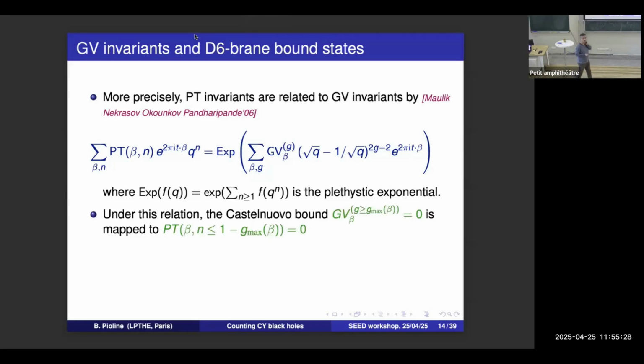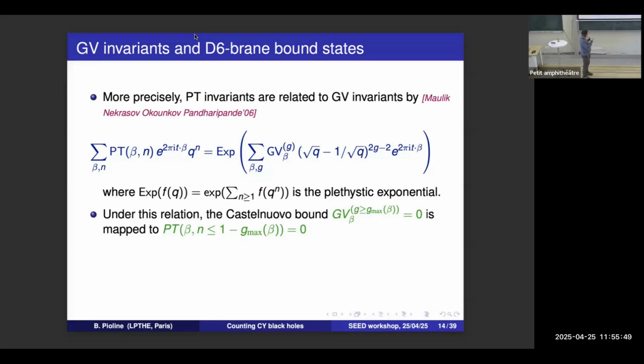Excuse me. Yes. Is there a factor of n in the denominator missing in the plethystic exponential? Yeah, I think you're right. Yeah, there's 1 over n here. I'm sorry, 1 over n, right? Yeah, I'm sorry about this.